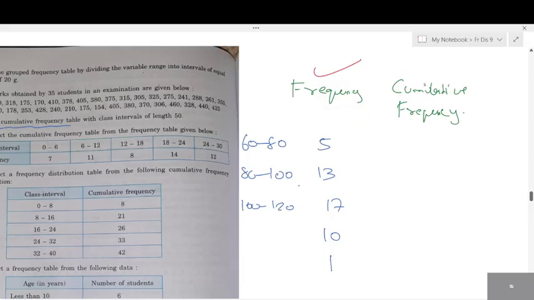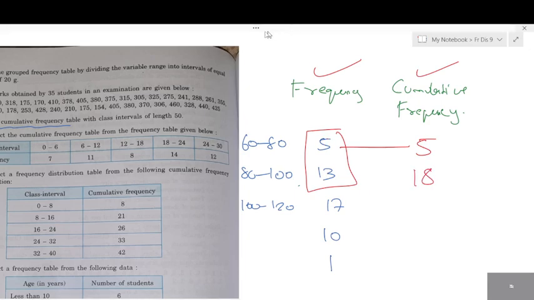We know what is frequency. Cumulative frequency is nothing but take the first one. Write the first one as it is. For second one, you have to add the first two. What is 5 plus 13? 18. This is second one. And for third one, can you tell me what we need to do, students? The meaning of cumulative is together.